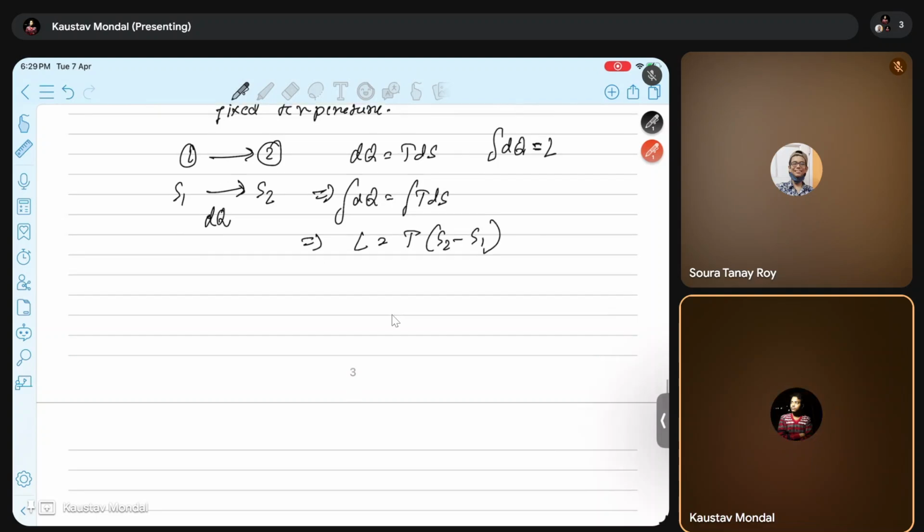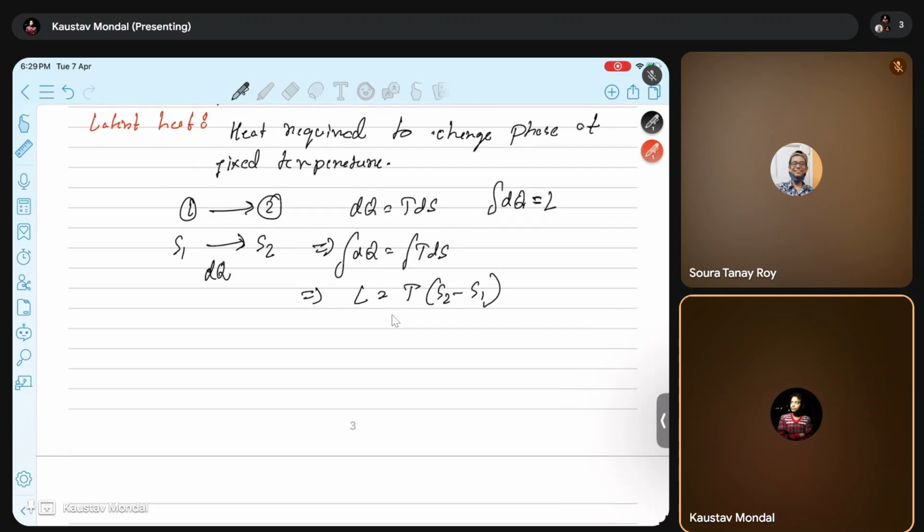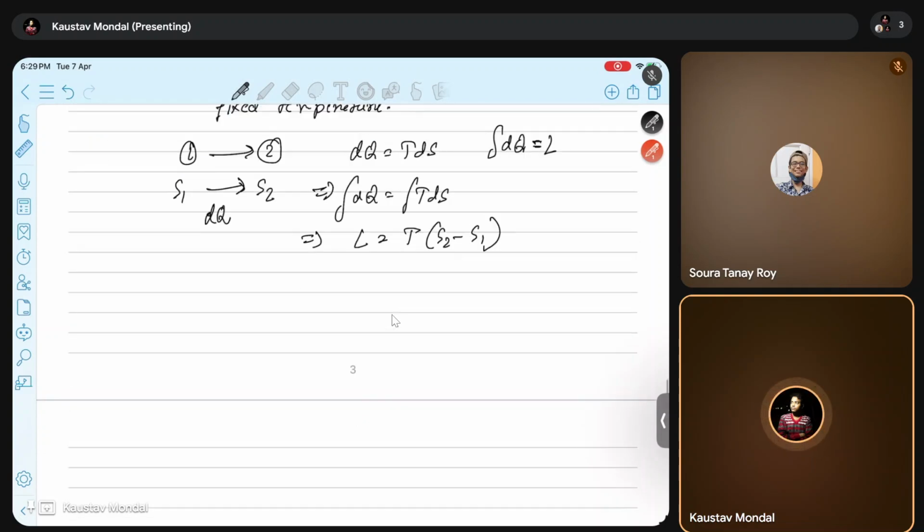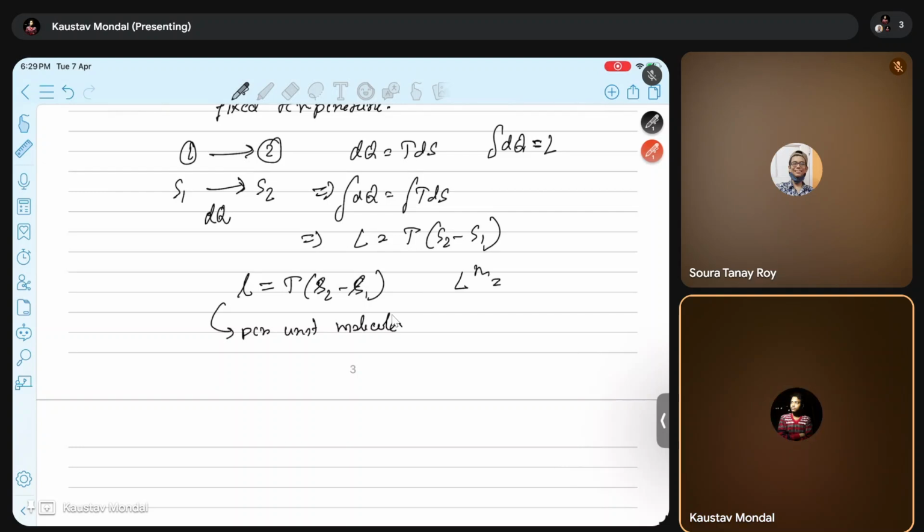Also, you can write the same equation in terms of entropy per molecule. So latent heat per molecule l equals T into s2 minus s1. This is per unit molecule. Also, you can write the same relation in terms of molar latent heat. So molar latent heat Lm is equal to T into S2m, the entropy per mole, minus S1m.